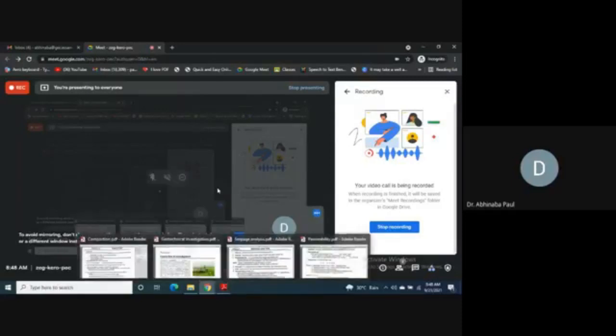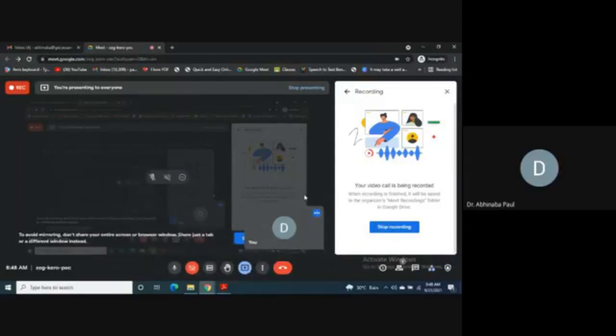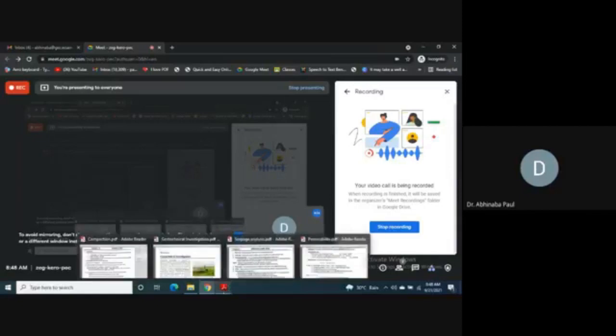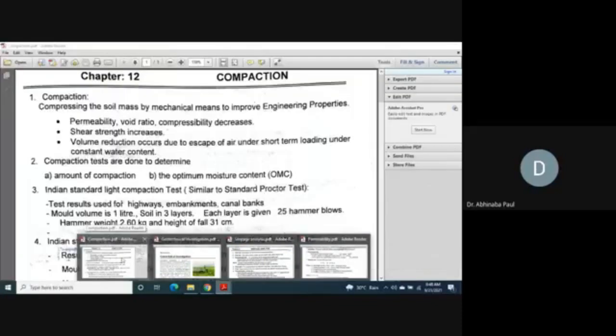So today we will discuss some of the important topics that will cover the portion of your soil mechanics, that is geotechnical engineering, which will be very essential for your interview kind of questions, or for your competitive exam, whatever. So first, moving with the syllabus, we will discuss compaction.